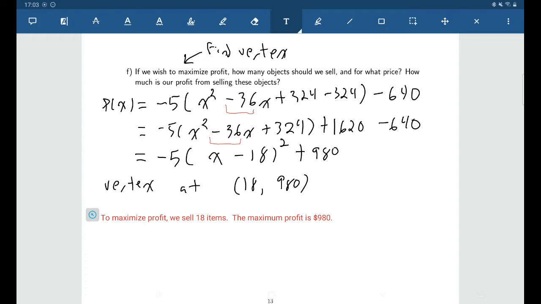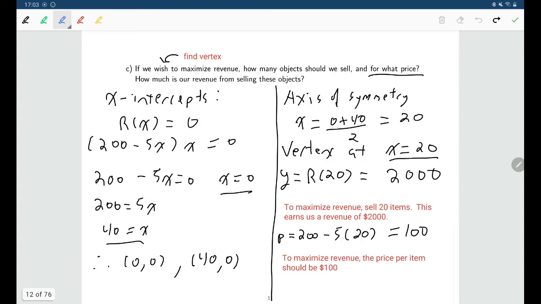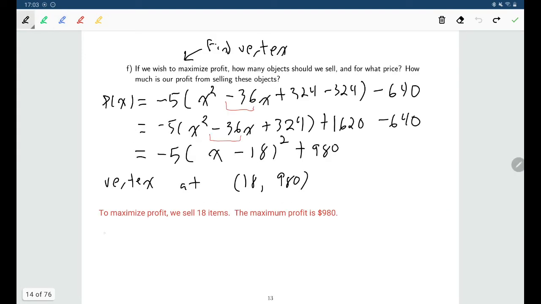So we know now how many items we should sell, 18. We know what our profit is. The one thing we still need to find is what is the price that we're selling every item for. But same thing that we did before, we're again going to use that demand equation. We had the relationship between price and number of items sold. Price was 200 minus 5 times X. So our price should be 200 minus 5 times X. And then the only thing we need to do after that is calculate what our price is. And once we know that, we'll have the price that we need to sell everything at, which is $110.